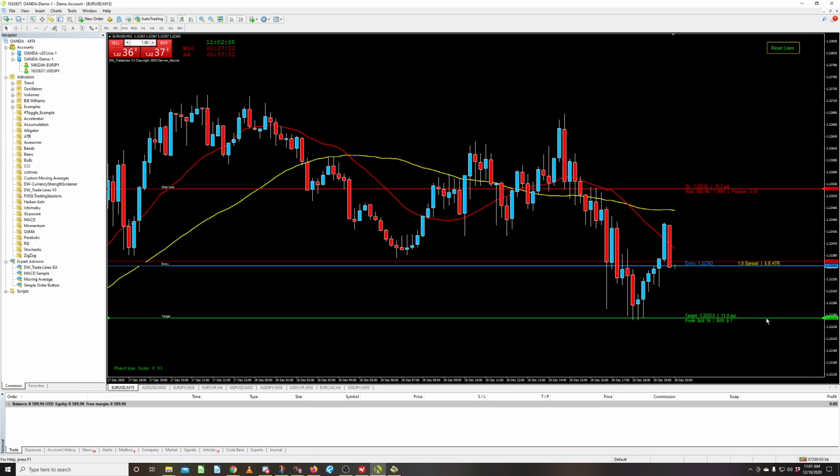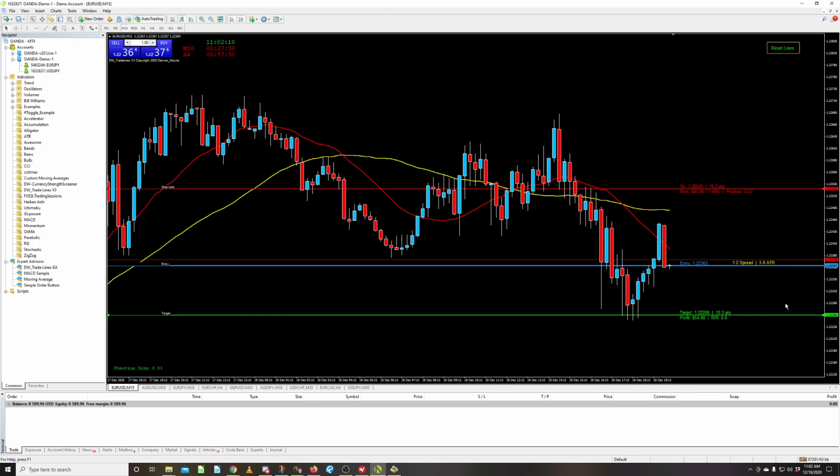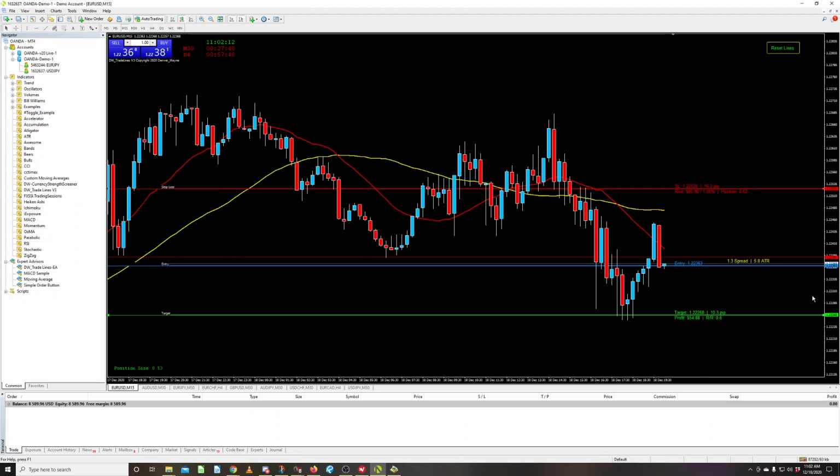Now you could, in fact, just use this as an indicator and use these numbers for some other form of entry, like you could enter with TradingView or whatever. But I have an EA. Well, first let me show you this button up here resets these lines.